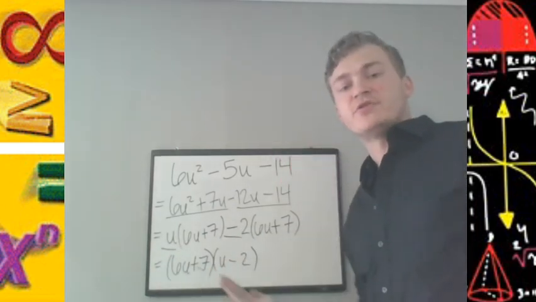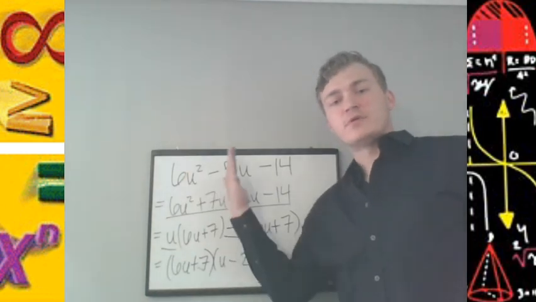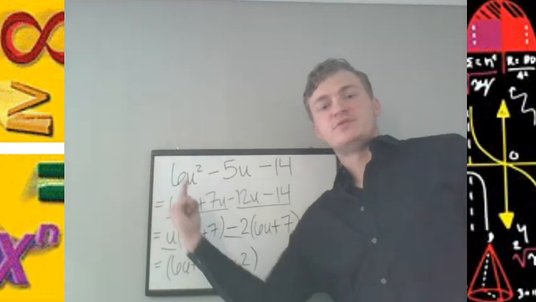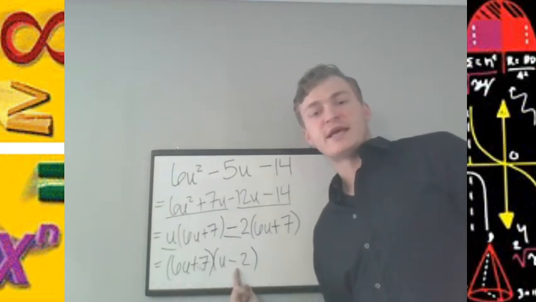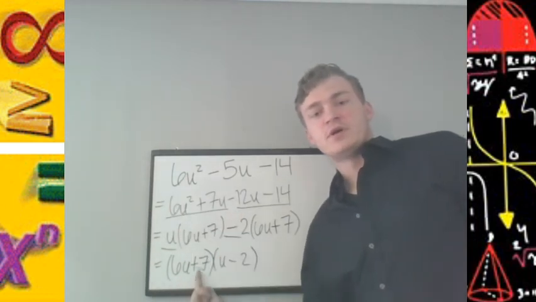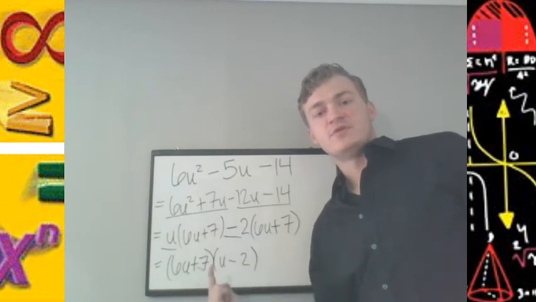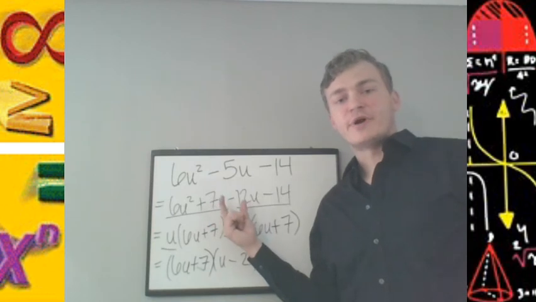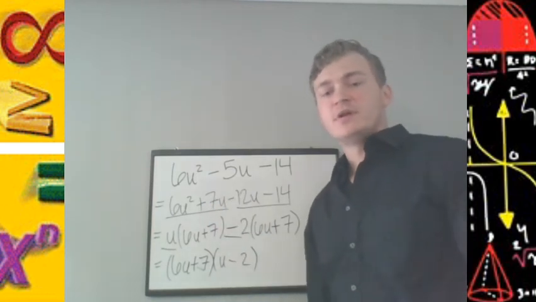The product of our two binomial factors results in our simplified trinomial. To check this, 6u times u is 6u squared. 6u times negative 2, negative 12u. 7 times u, positive 7u. 7 times negative 2, negative 14. Again, our outer and inner product combine to give us our middle term, negative 5u.